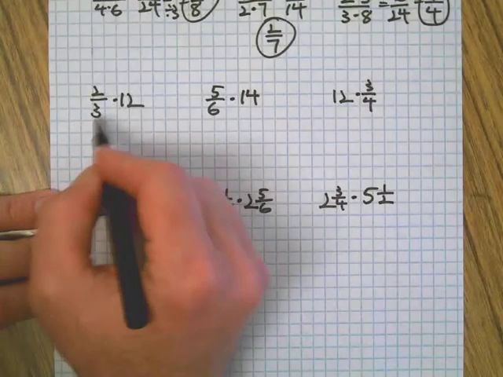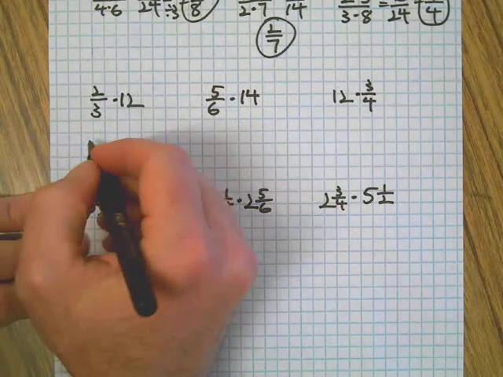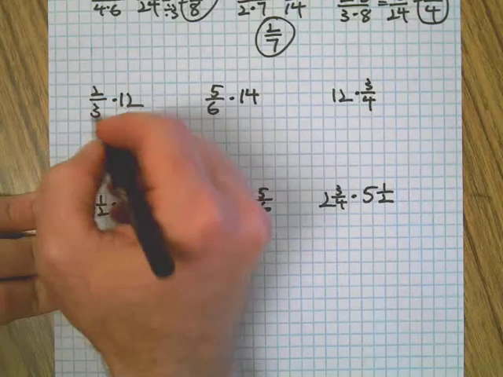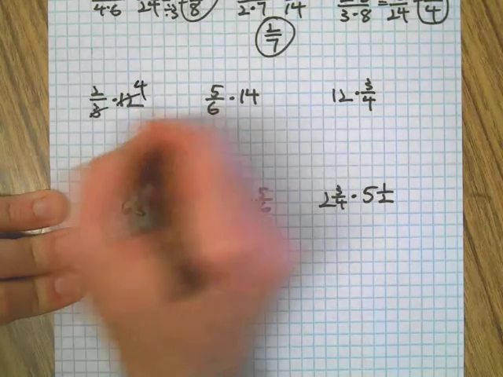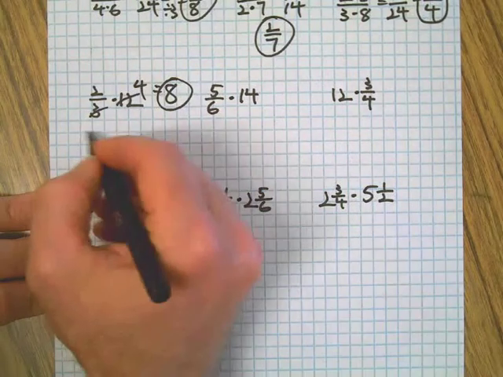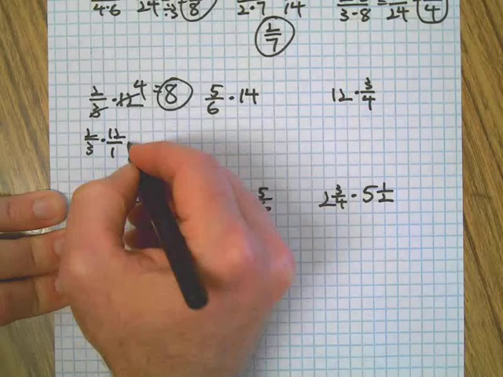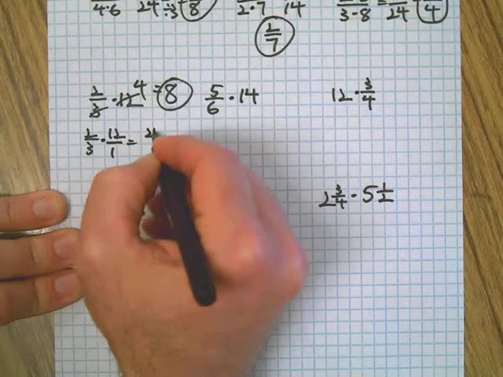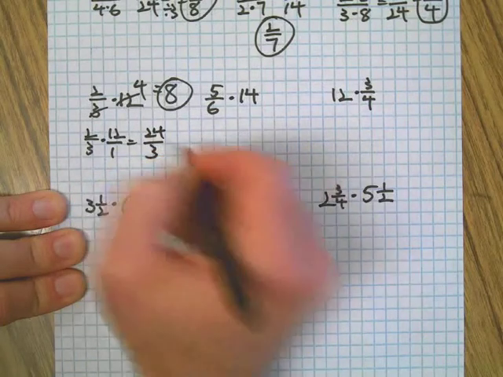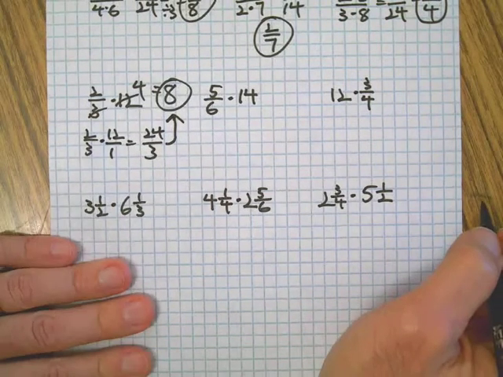Next, 2/3 times 12. Quick and easy way is 12/3 is 4. 2 times 4 is 8. The answer is 8. We could also rewrite it like this, which gives you 24 on top of 3, which simplifies to 8.